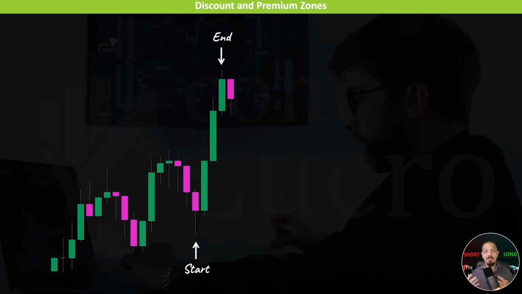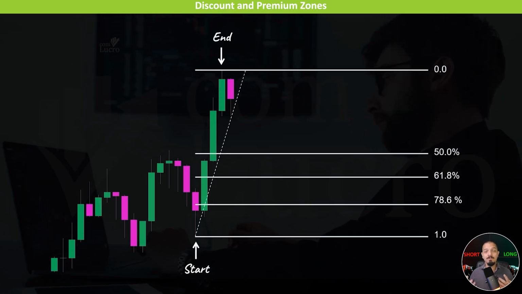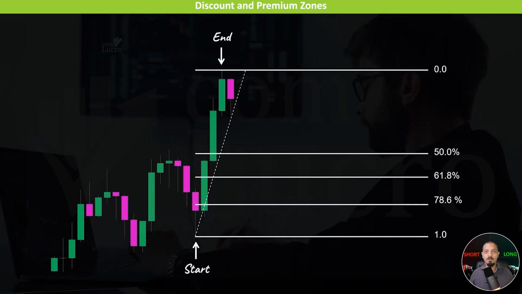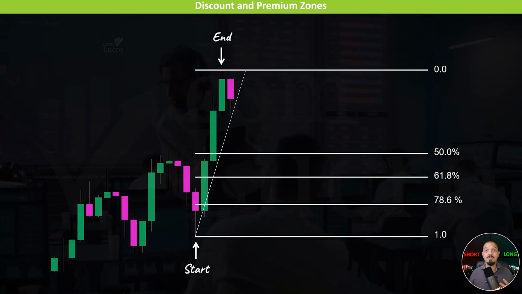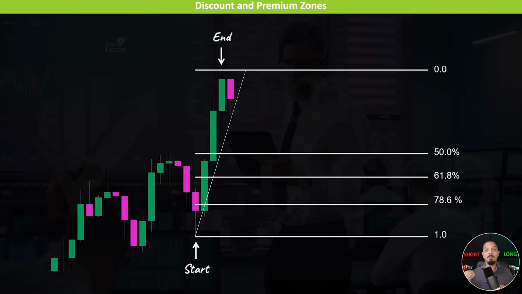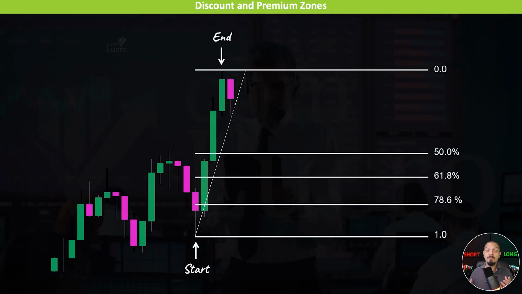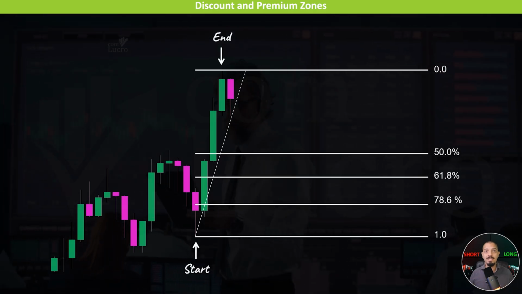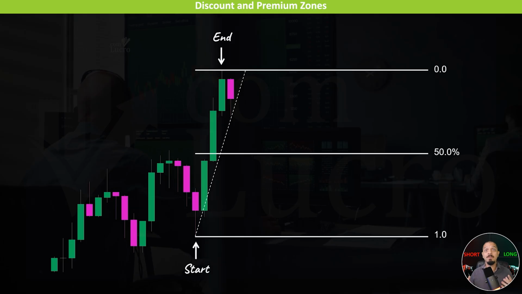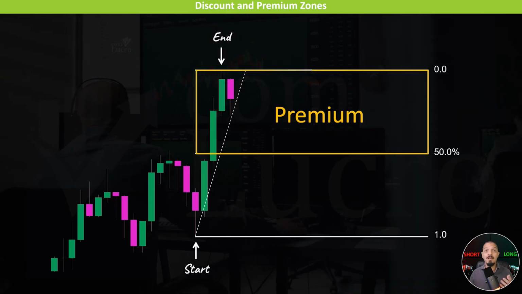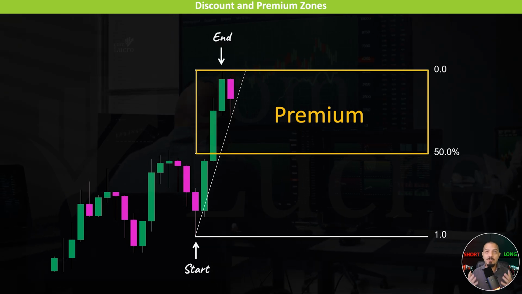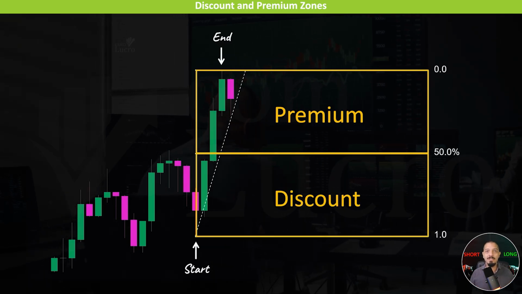We always apply this tool from the start of the impulsive wave to the end because it helps us identify the correction range. If you apply this tool, you'll notice that a series of levels appear on the chart. All of these key levels will act as support and resist the price when it reaches them. As it goes lower, it indicates a deeper retracement. But for now, we only need the 50% retracement level. The area above the 50% retracement level is called the premium side of the range, and the area below is called the discount zone.